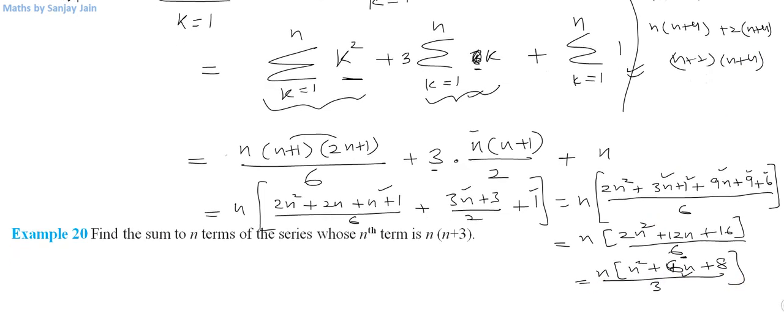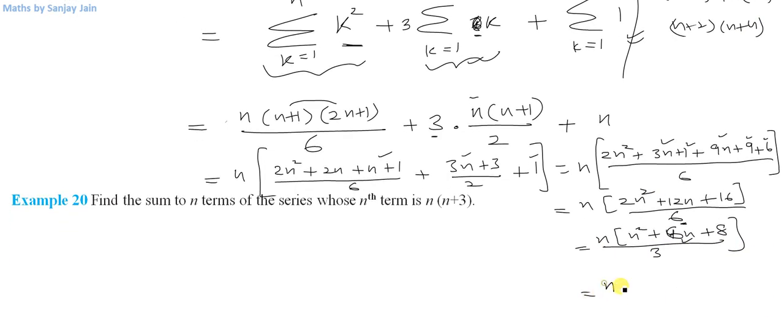How do I write this here? n into n plus 2 into n plus 4 divided by 3. So this will be the sum.